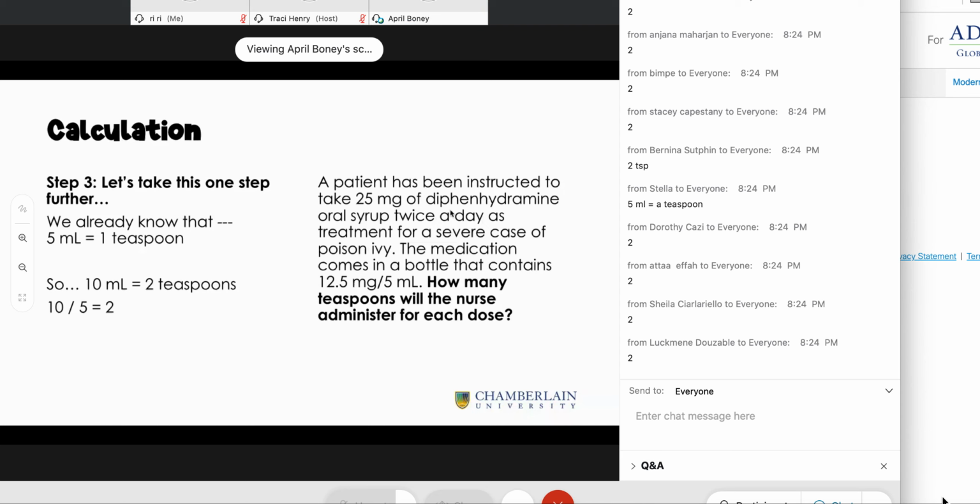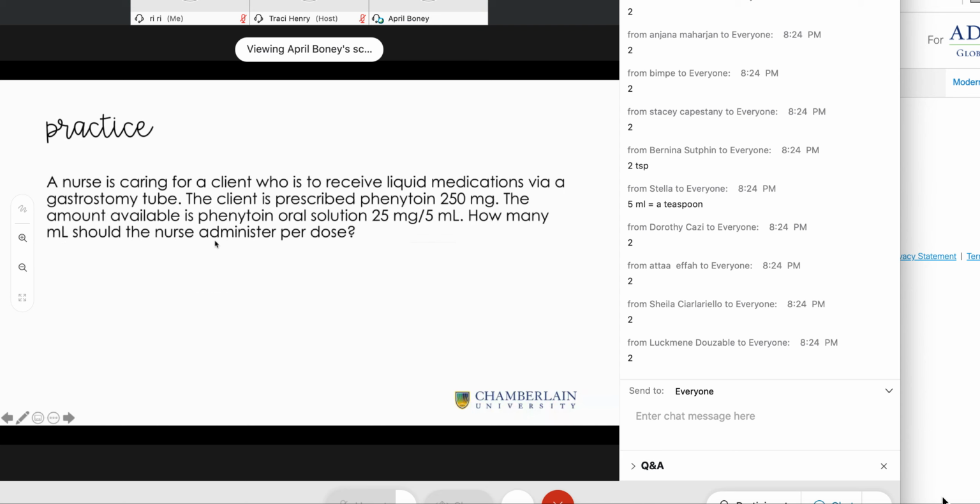Okay, you guys try this one. We're using the same formula. Dose ordered divided by dose on hand times volume.